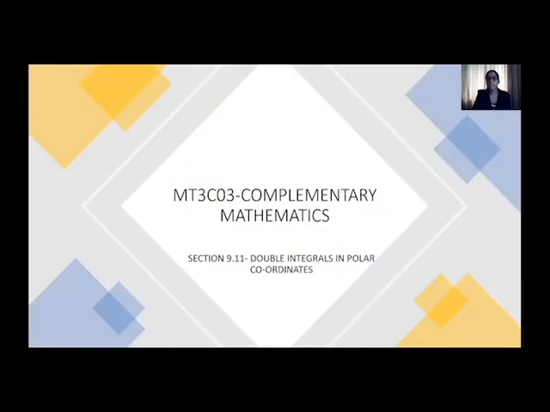We shall continue with our second module, and we are moving on to a new section on double integrals in polar coordinates. So I had asked you to revise the concept of polar coordinates, and we had dealt with the concept of double integrals in the previous section. So in this section we are going to combine both of these and try to solve the double integral with the help of polar coordinates.